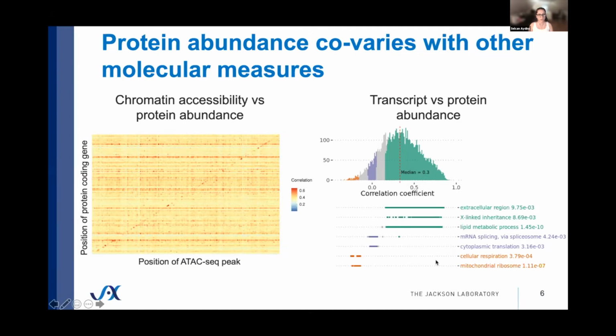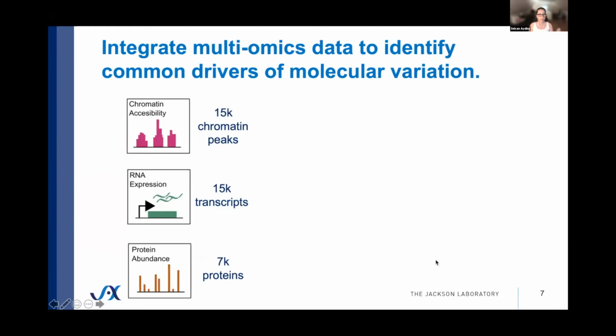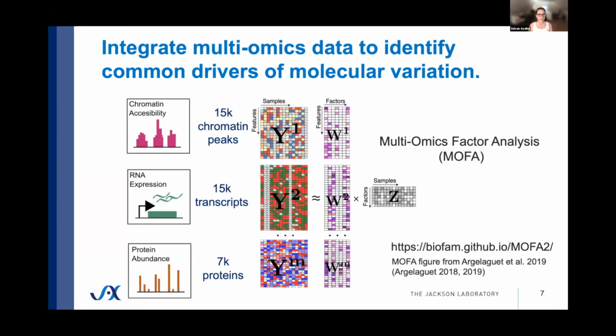So since we observed this covariation across the 3 layers, instead of analyzing them one by one, we wanted to actually integrate them. So for this purpose, I used multi-omics factor analysis, or MOFA for short, which we can intuitively interpret as a more generalized principal component analysis, where it will collapse all of these many molecular measurements into weight matrices and the factor matrices.